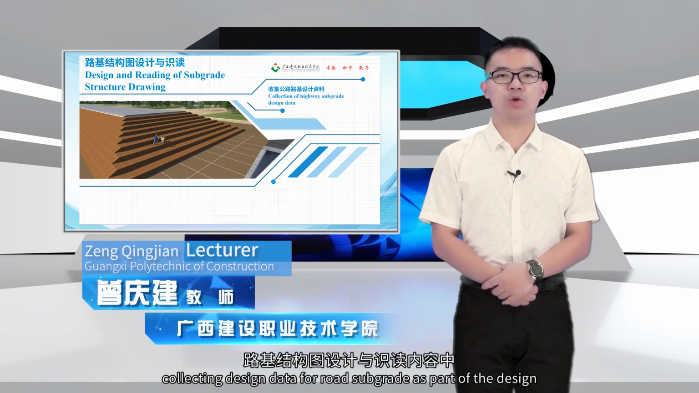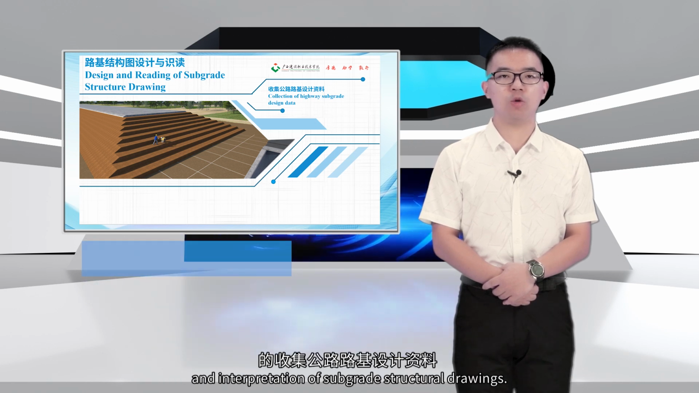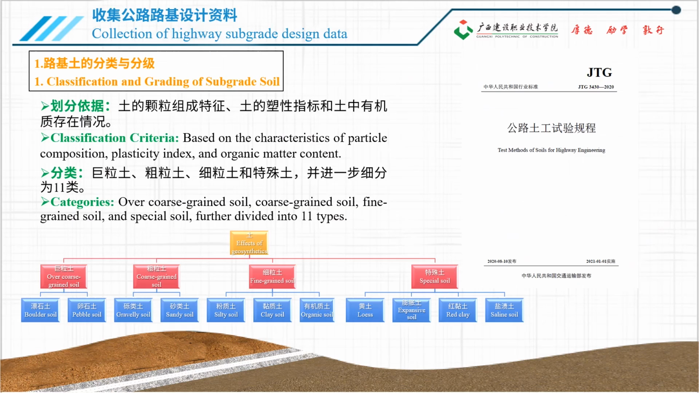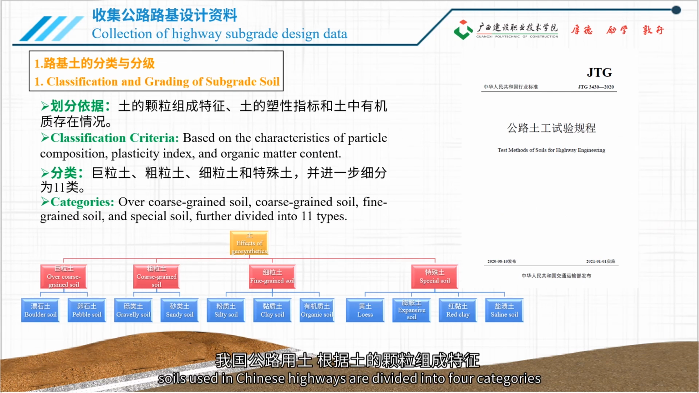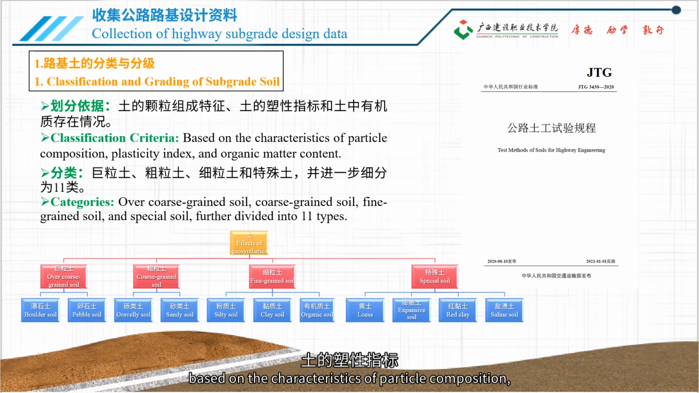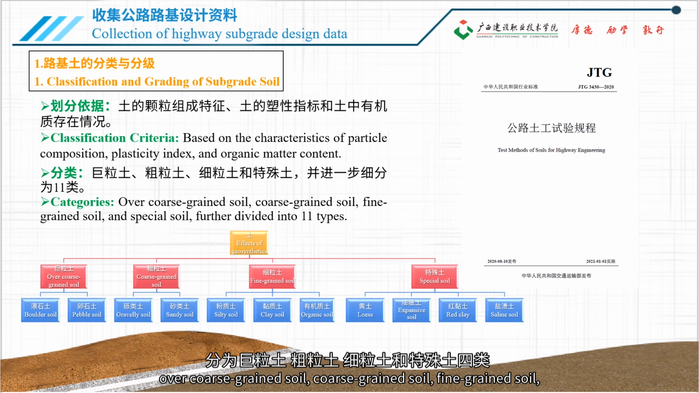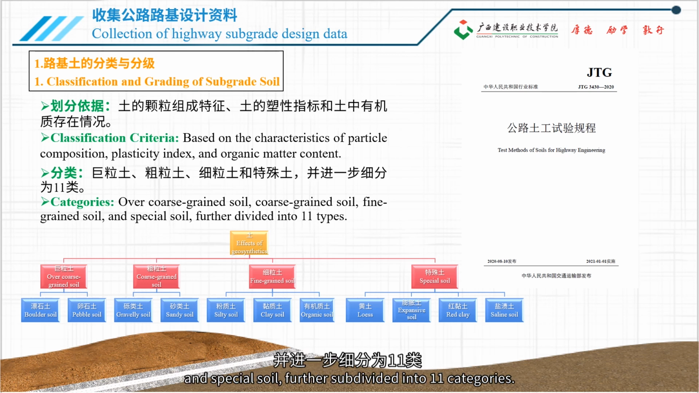Today, we will learn about collecting design data for road subgrade as part of the design and interpretation of subgrade structural drawings. According to the test methods of soils for highway engineering, soils used in Chinese highways are divided into four categories based on the characteristics of particle composition, plasticity index, and organic matter content: over coarse-grained soil, coarse-grained soil, fine-grained soil, and special soil, further subdivided into 11 categories.